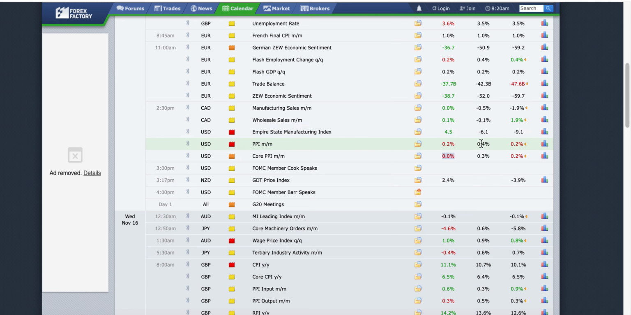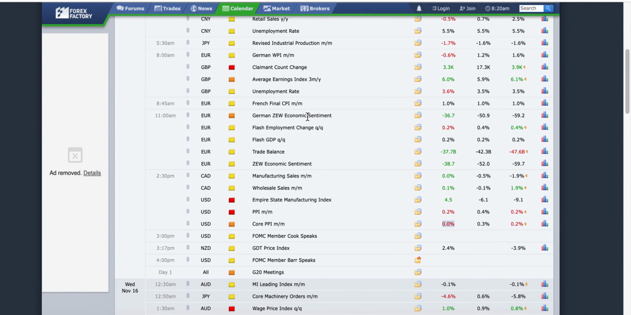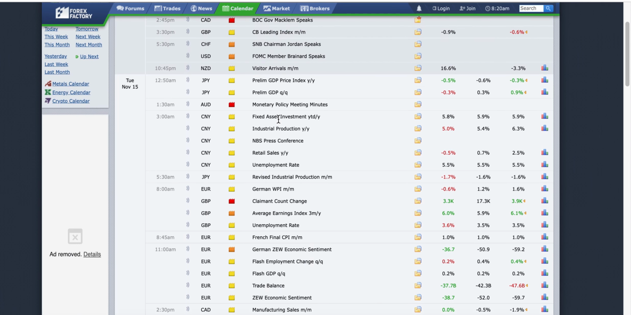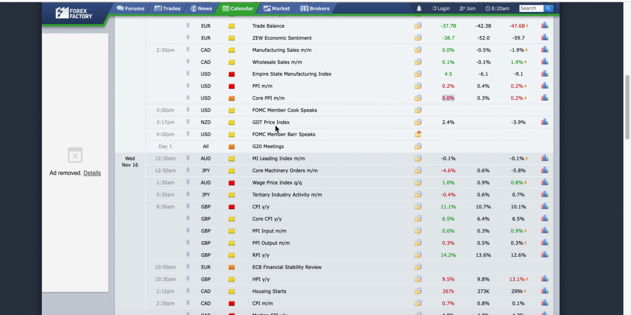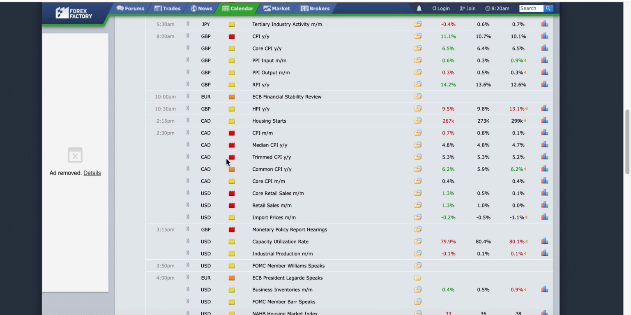The market expected 0.4 month over month, and we have 0.2%. And the core one, the market expected 0.3, and we have 0.0. And we saw the weakness on Tuesday. We saw the impact on the US dollar on Tuesday, but on Wednesday we have the CPI, which came back to give the US dollar more confidence.